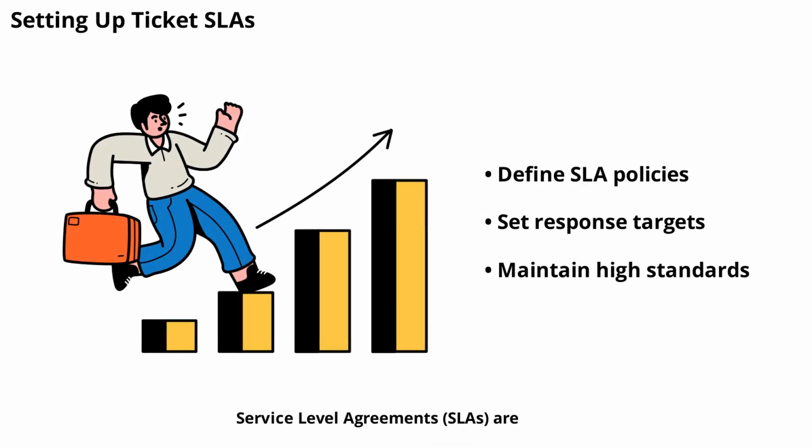Service level agreements, SLAs, are crucial for maintaining high support standards. In admin, define SLA policies for different ticket types and priorities. Set clear response and resolution targets to keep your team accountable and customers happy.